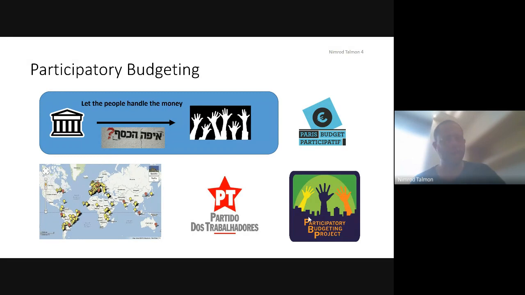Maybe the biggest example of participatory budgeting happening now is in Paris, the Budget Participatif, in which something like 100 million euros is being decided by the city in this participatory budgeting election process.